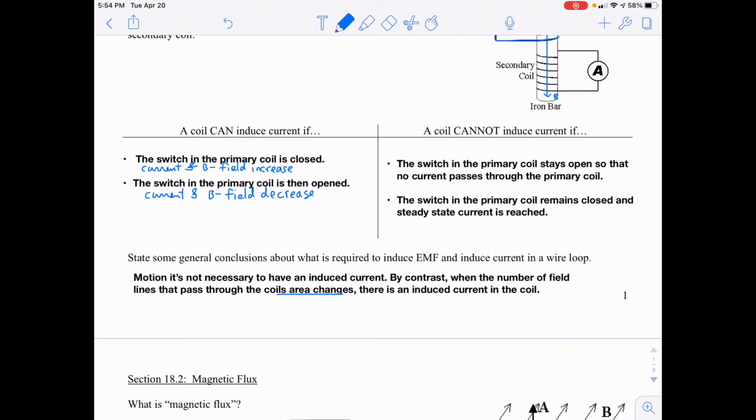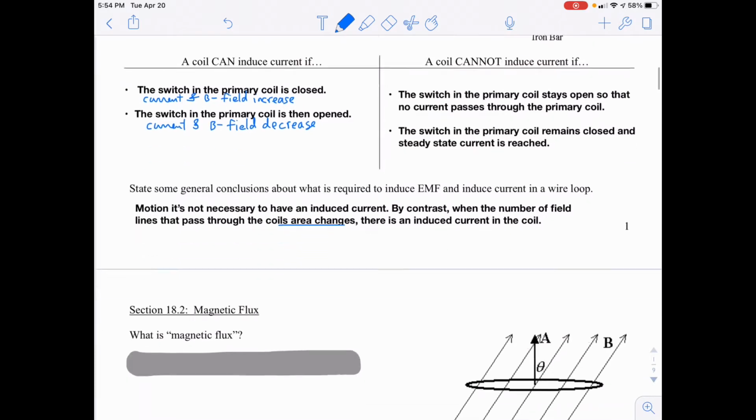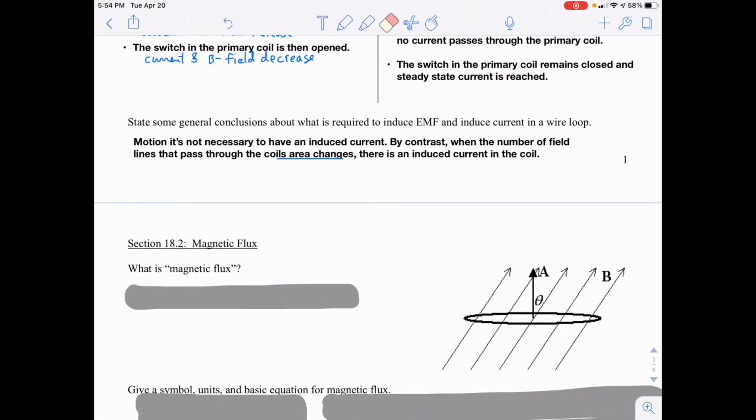So now let's give this an actual name, instead of calling it field lines through a loop. Section 18.2, magnetic flux. Well, what is magnetic flux? It's the number of field lines that pass through the area of a particular loop.